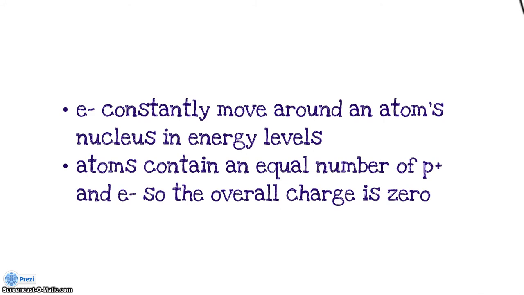Electrons are always constantly moving in their different energy levels. This is really important when we talk about bonding. Therefore, all protons will always equal all electrons. So, if an atom had 10 protons, it should have, you guessed it, 10 electrons.